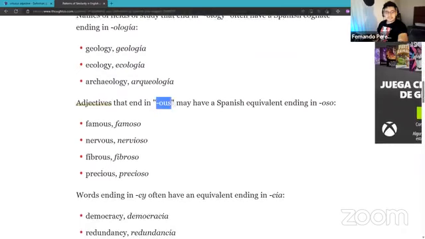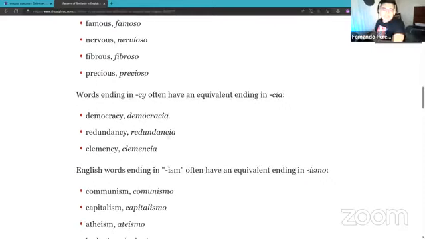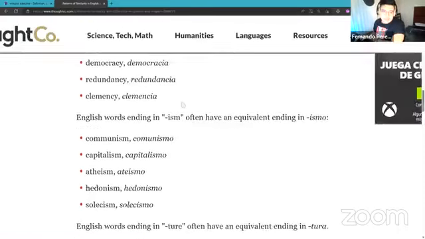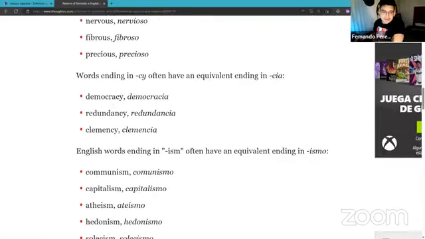Here you have ous, which is the one that we are talking about. In this case, adjectives. Famous, famoso. The ending oso. Nervous, nervioso. Fibrous, fibroso. Precious, precioso. This is the one that is important for us. Let me connect my computer. Ready. Next. You get the idea, no?